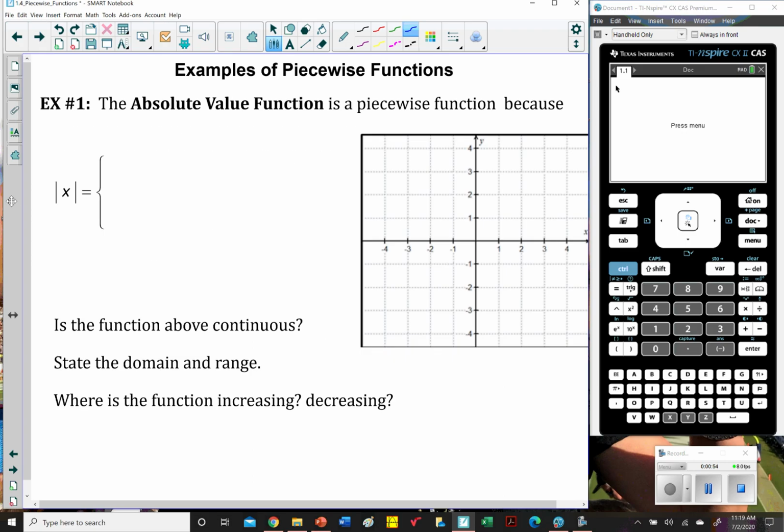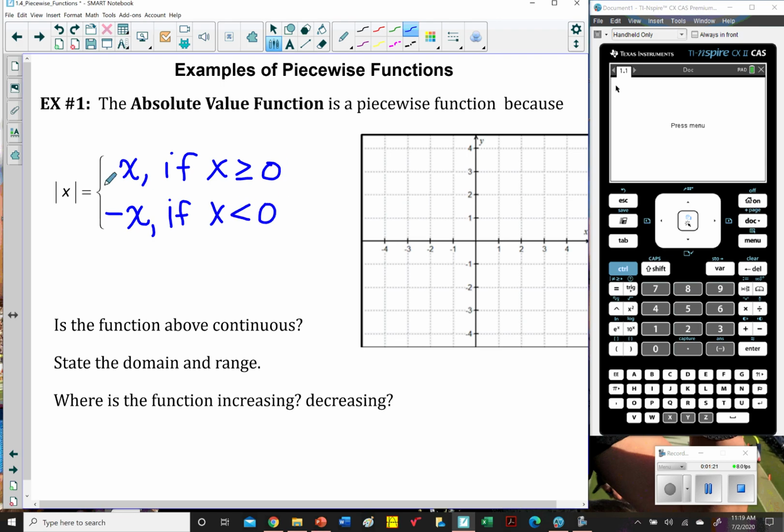Our most famous piecewise function is that of absolute value. So if you think about absolute value, we can define it this way. The absolute value of a number x is just the number itself if x is 0 or positive. But it's going to be the opposite of x. That's not negative x, that's the opposite of x, if x is a negative value.